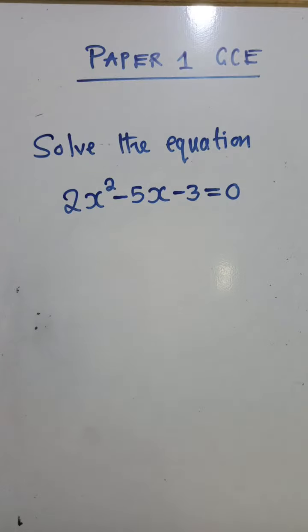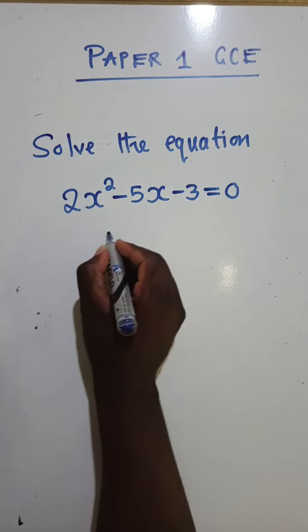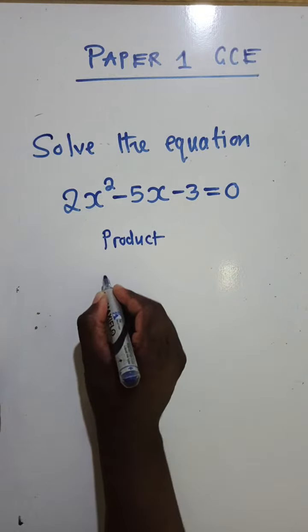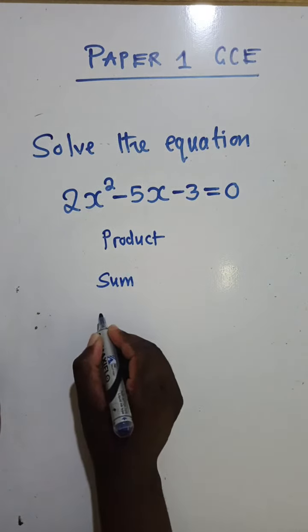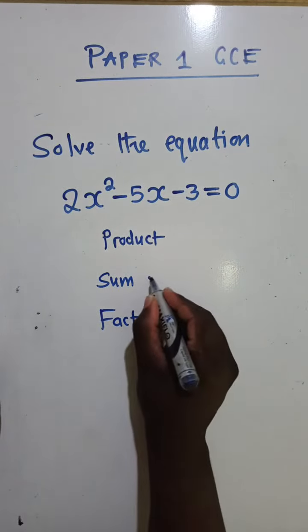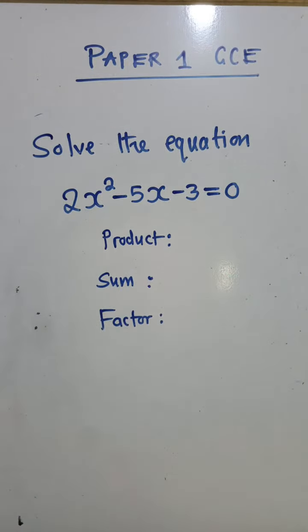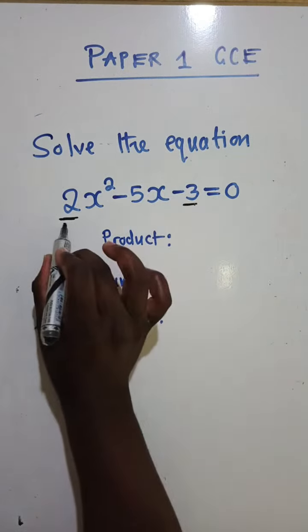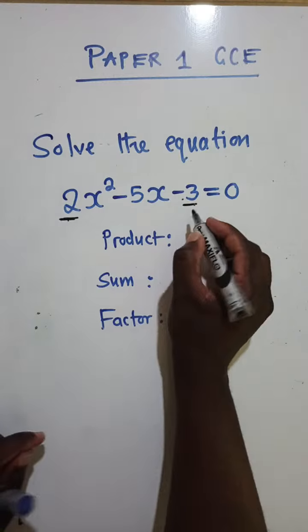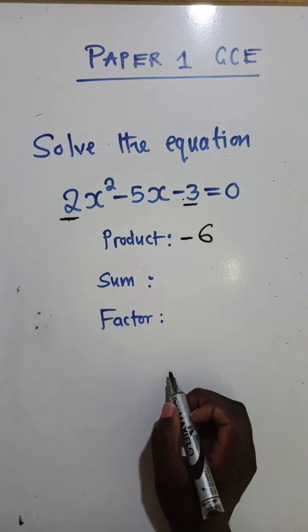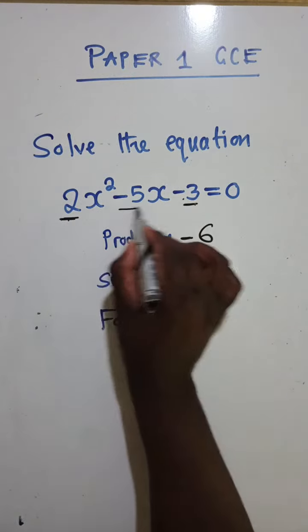All right, so here, to solve this, you first need to identify your product. Very important. You identify your sum and factors. There are just 3 things that you need right over here, okay? There are 3 things you need right here. So, for the product, you get the number which is right here, you multiply it by this number. So it will be 2 times negative 3. It will give us a negative 6. That's our product.